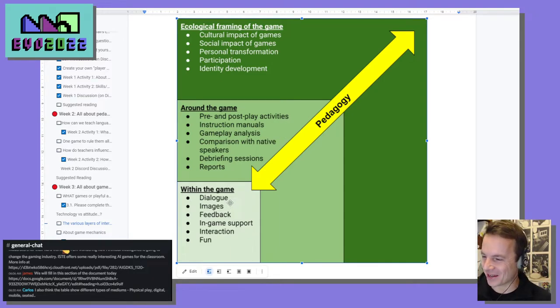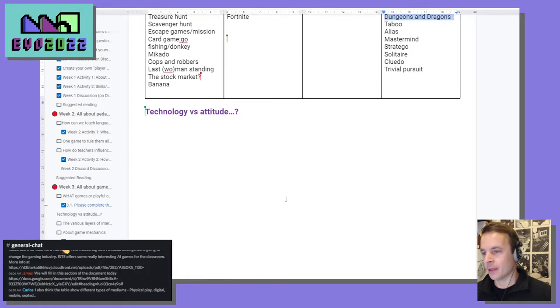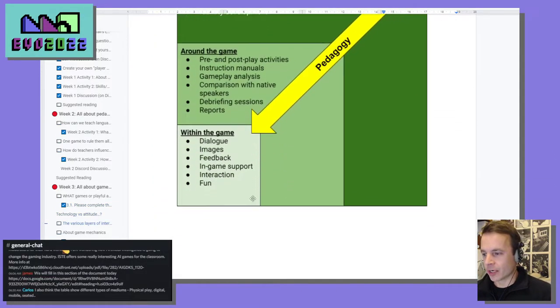So within the game, think about what language exists within a game. Let's take, for example, Dungeons and Dragons, which is a great example. Not Dead of Winter, Dungeons and Dragons, where did I put it? There. If you're thinking about Dungeons and Dragons, just the object itself, I need to see people. I can't just be talking to myself. Okay, I got some people now. Still streaming this. Okay, good.